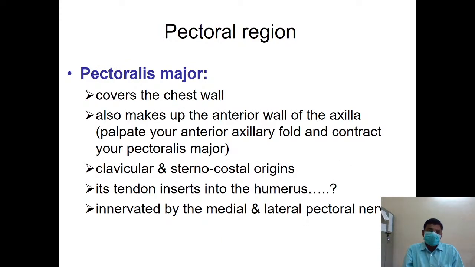Now the pectoral region. The pectoralis major covers the chest wall and also makes up the anterior wall of the axilla; palpate your anterior axillary fold and contract the pectoralis major. It has clavicular and sternocostal origins, its tendon inserts into the humerus, and it is innervated by both the medial and the lateral pectoral nerves. So this is one muscle from the pectoral region.